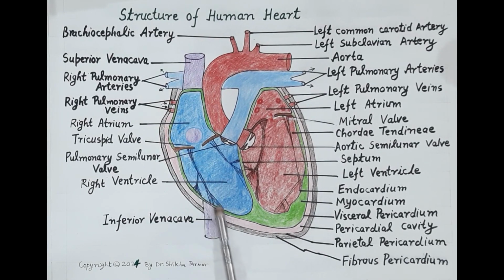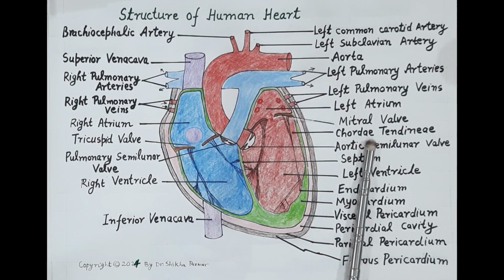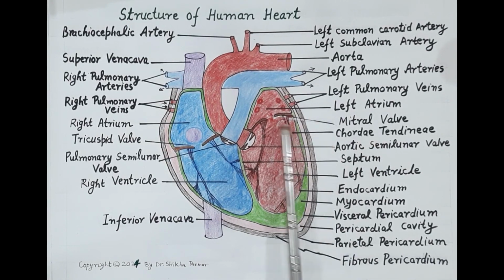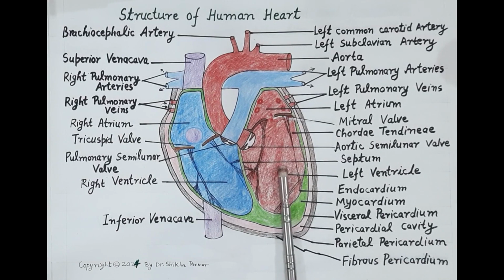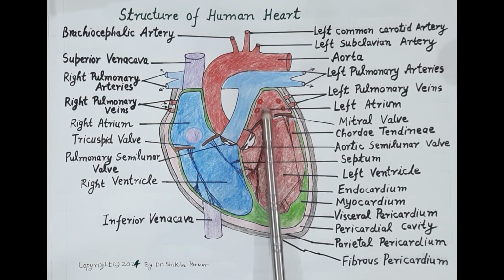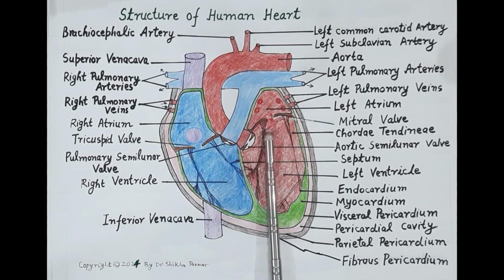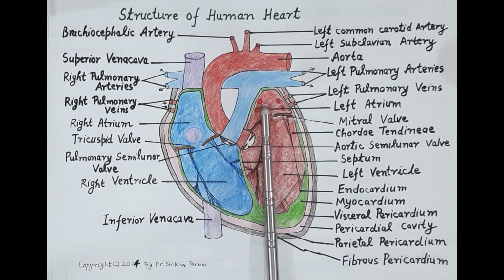Now these valves ensure one-way unidirectional flow of blood always from the atria to the ventricle. Now these cords are known as the chordae tendineae, and these cords prevent the opening of the valve into the atria. So the valve always opens towards the ventricle. Thus these valves always open in one direction. These are unidirectional. They always open in the ventricle and they prevent the backflow of blood into the atria.